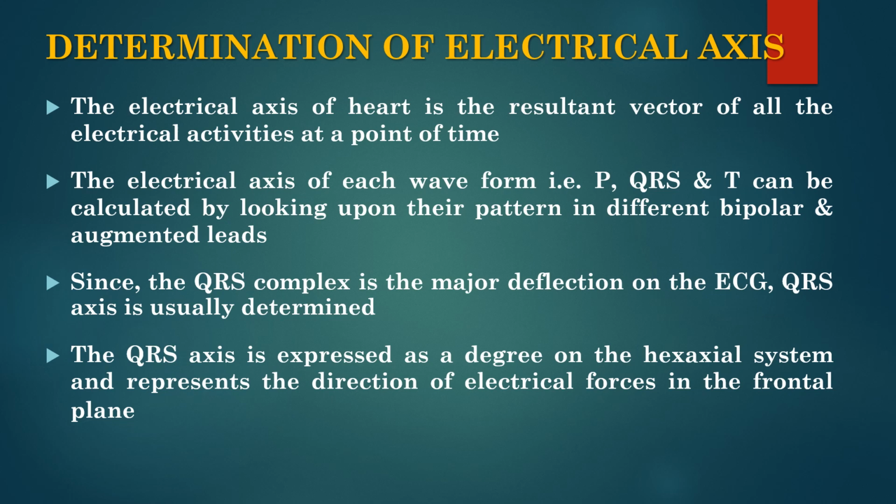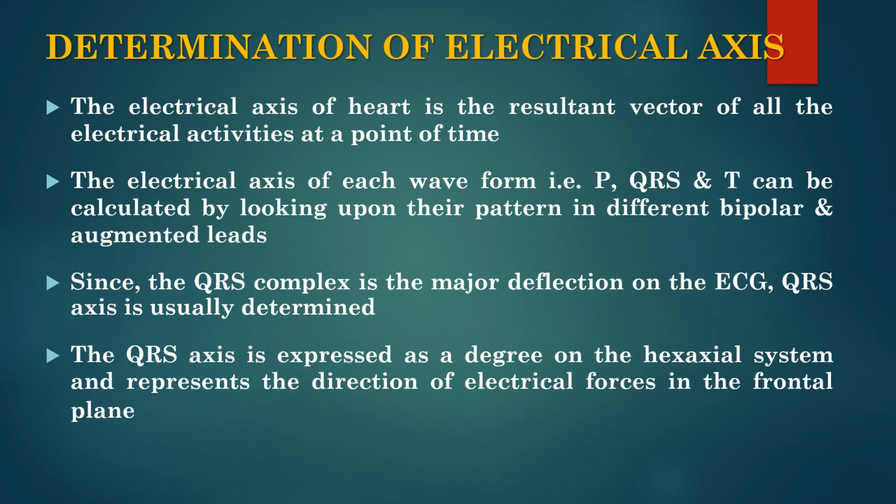What is the electrical axis? Basically, the electrical axis is the resultant vector of any electrical activity during that particular time. Like if there is atrial depolarization, producing the P wave, then the resultant vector, the summation of all the depolarization vectors, will be calculated as the P axis. Likewise, the QRS axis can be calculated and the T axis can be calculated.